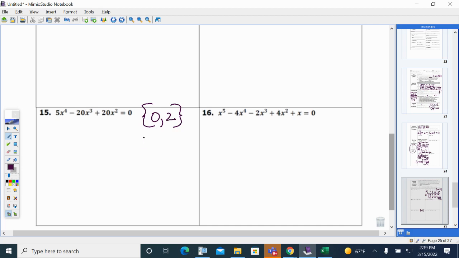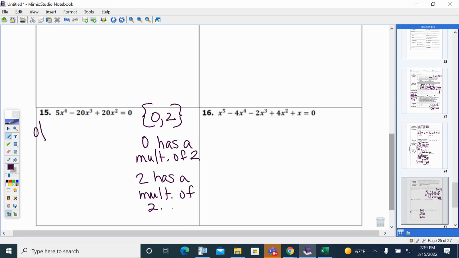So 0 and 2 are going to be the only 2 solutions that you are going to find for problem number 15. 0 has a multiplicity of 2 because it bounces. And 2 also has a multiplicity of 2 because it bounces off of the x-axis. Now you can prove this by going through the synthetic division. I can take out the 0, not the 0, I want to take out the 2. Again, you can prove this by going through the synthetic division.